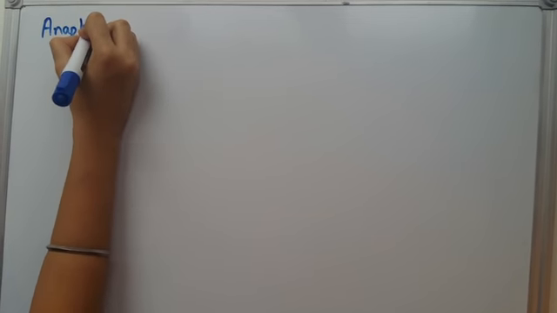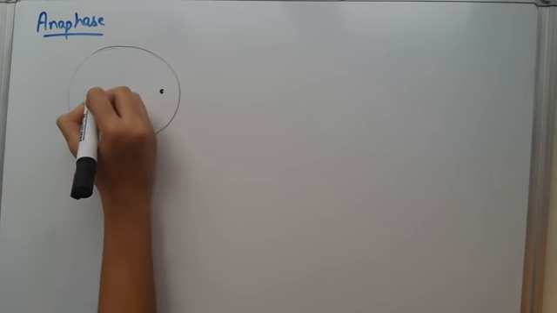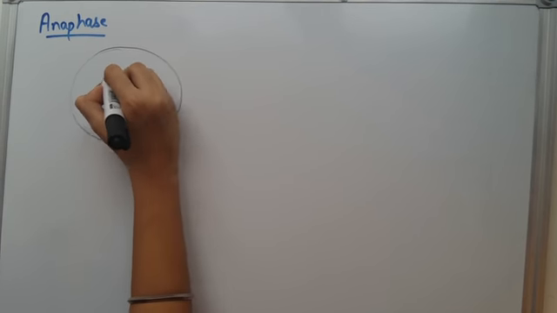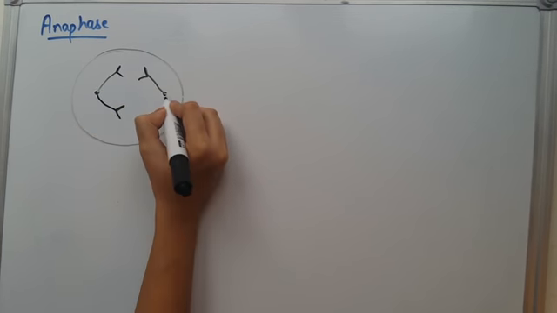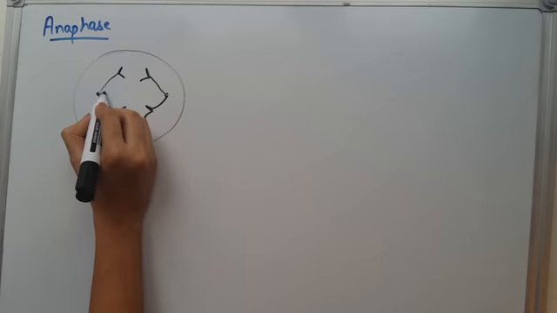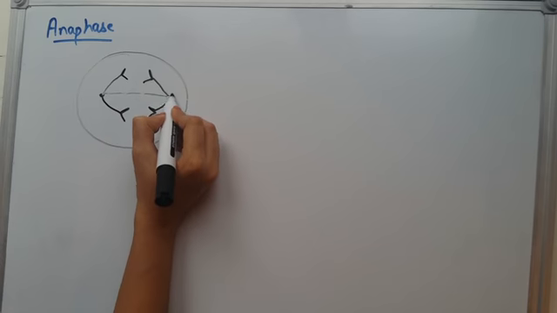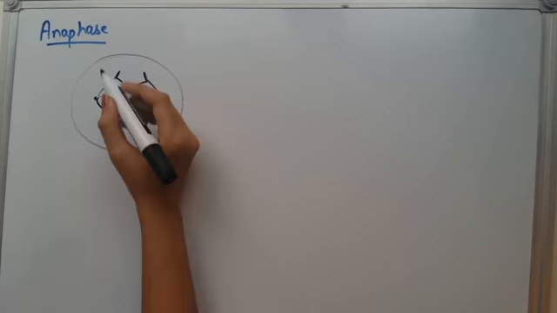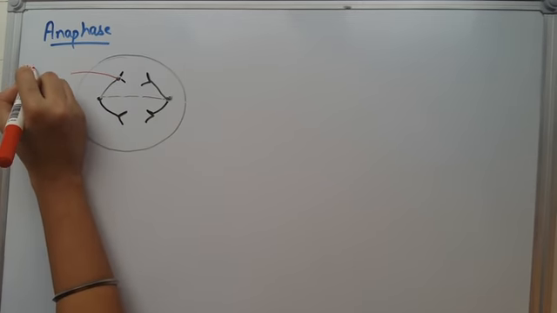Next stage is anaphase. In this stage, sister chromatids are pulled by the centrosomes to their sides, like this one. This is the mitotic spindle, this is breaking. And the point of attachment here is called the kinetochore.